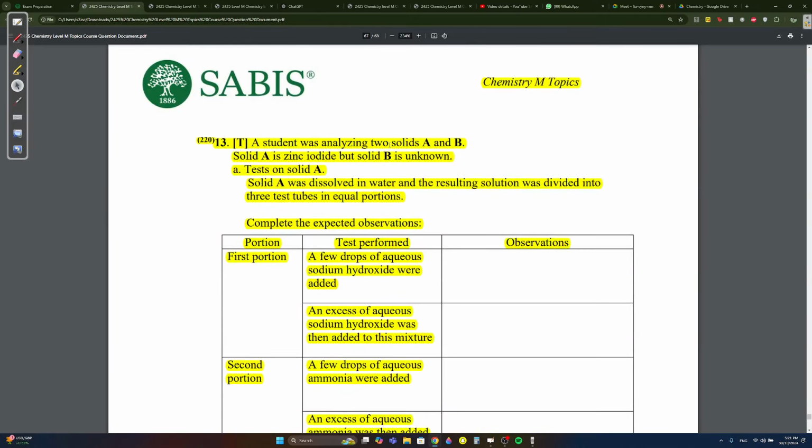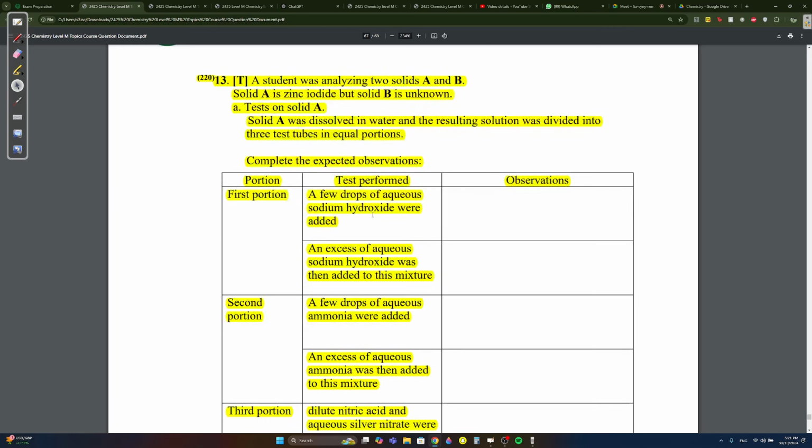A student was analyzing two solids A and B. Solid A is zinc iodide and solid B is unknown. Tests on solid A: solid A was dissolved in water and the resulting solution was divided into 3 test tubes in equal portions. To the first portion, a few drops of aqueous sodium hydroxide were added. Okay. We have zinc iodide, sodium hydroxide with zinc. What do you get? You get a white precipitate is formed. Because they said few drops. We said it dissolves when it's in excess. Here they said excess. What do you say? White precipitate dissolves. A few drops of aqueous ammonia were added.